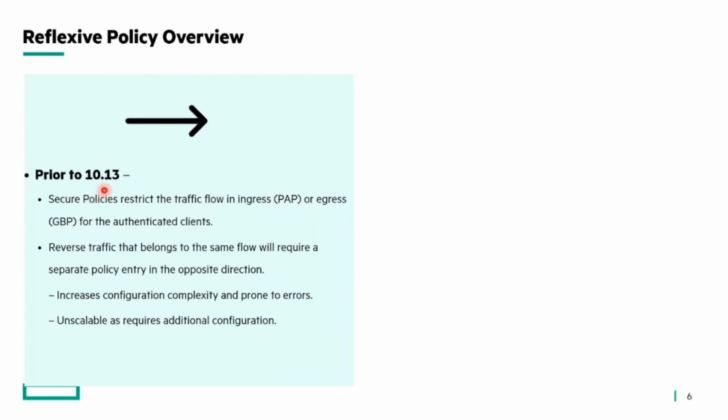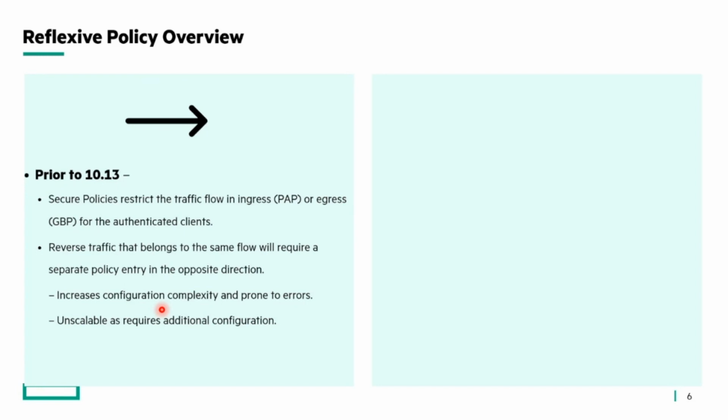Prior to 10.13, the secure policies which we discussed, either ingress port access policy or egress GBP policy, would restrict the traffic flow in one direction. But the reverse flow that belongs to the same traffic application required a separate policy entry in the opposite direction. This increases the configuration complexity, as we have to keep watch of all the rules, and it can be prone to errors as well. Apart from that, it is not scalable, as it requires additional configuration at both ends. We have to do the configuration and also accommodate the infra changes.